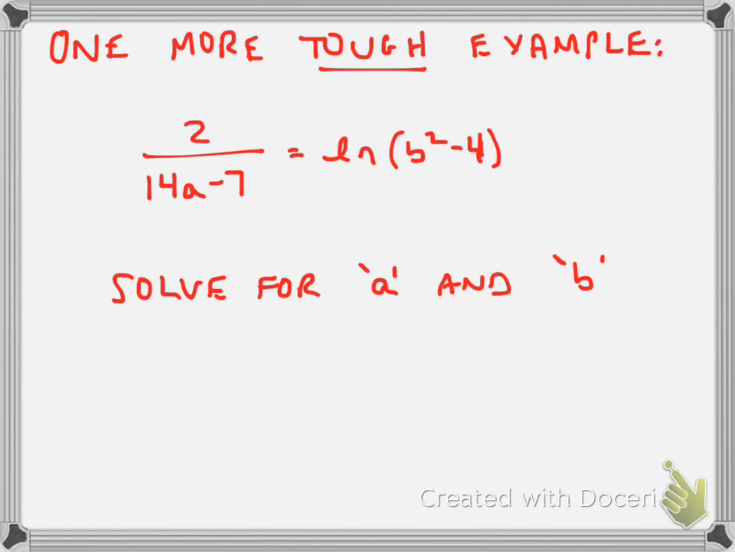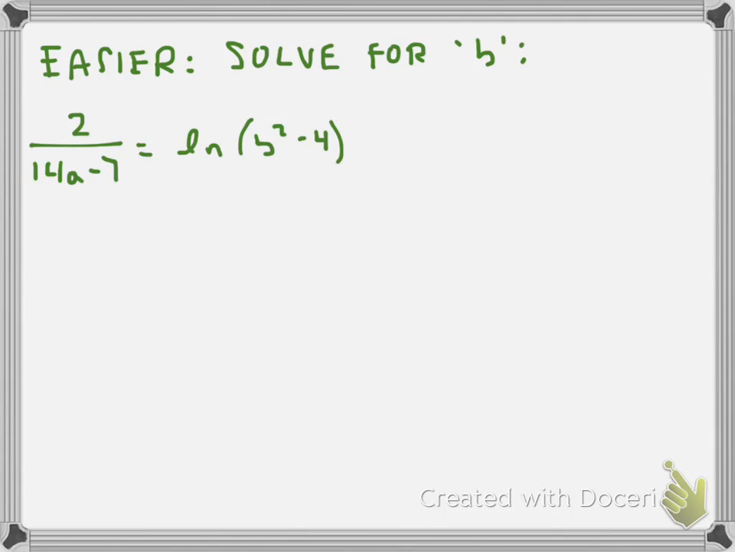Moving on. So one more tough example here. If you can do this, you can really do any of the algebra again in this course. And we're going to solve for both A and B. And B is going to be easier to solve for. So here we go.